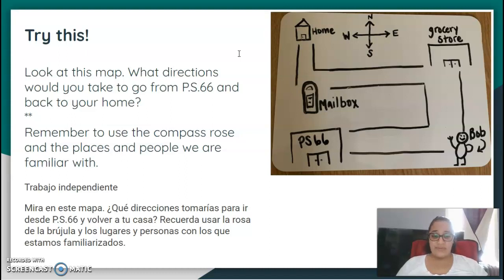I knew you guys were so smart. Yeah. So you would start at PS66. You'd go east to Bob, north to the grocery store, west to your mailbox, and then north again to your home. You guys are so smart. Kiss your brains. Good job. All right.